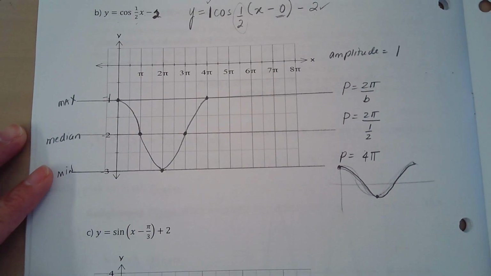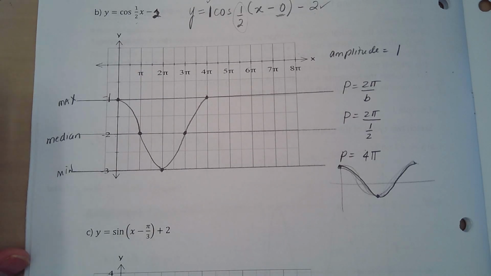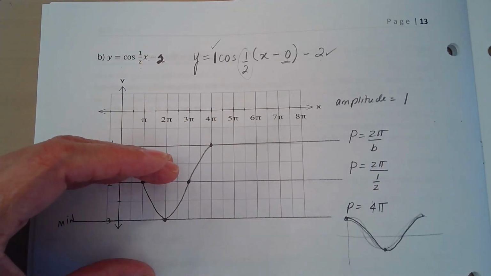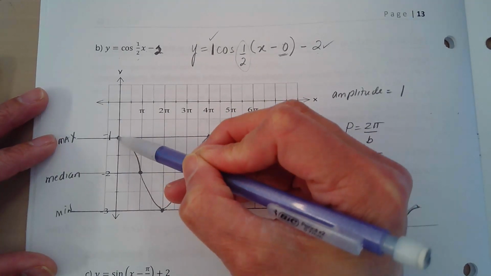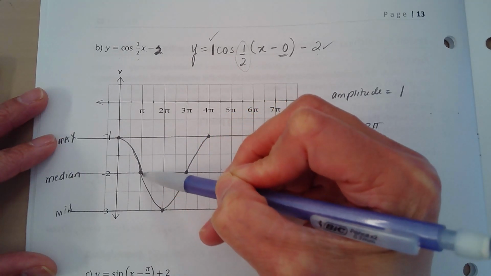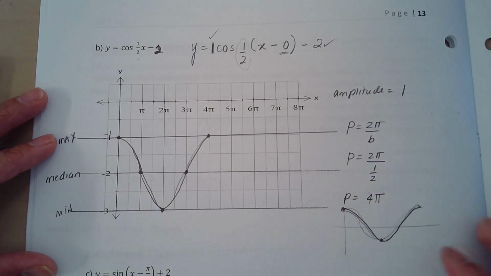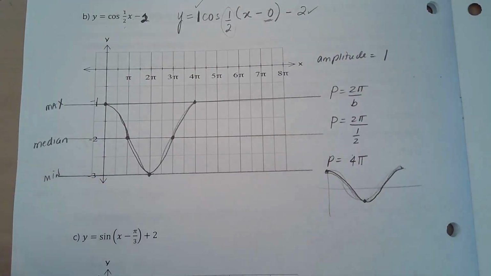Graph kind of looks like that. So think of it as everything just went down. So it's still maximum here. Restretching it. We just brought the median line down.